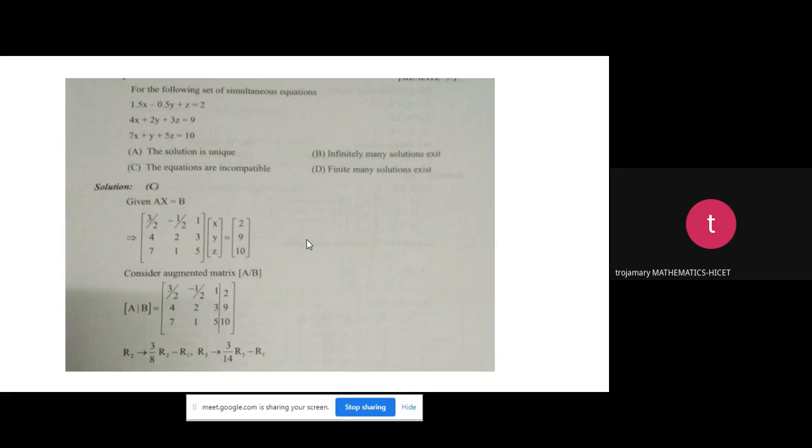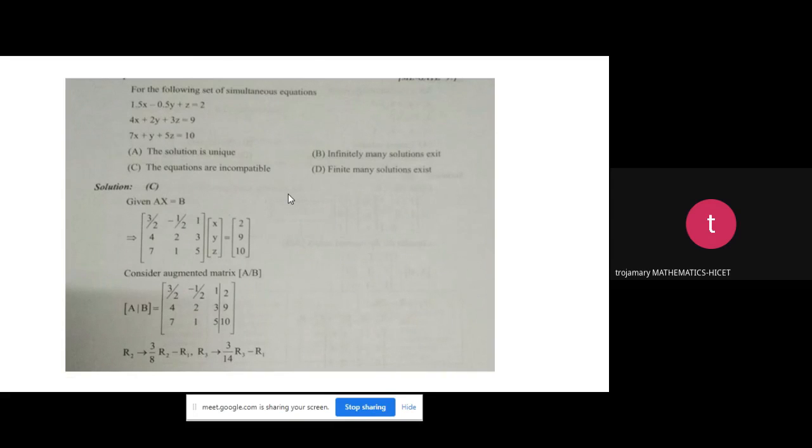For the following set of simultaneous equations, this is a question asked in one year: 1.5x minus 0.5y plus z equal to 2, 4x plus 2y plus 3z equal to 9, 7x plus y plus 5z equal to 10. They are giving four options: the solution is unique, the equations are incompatible, infinitely many solutions, finitely many solutions. Okay.